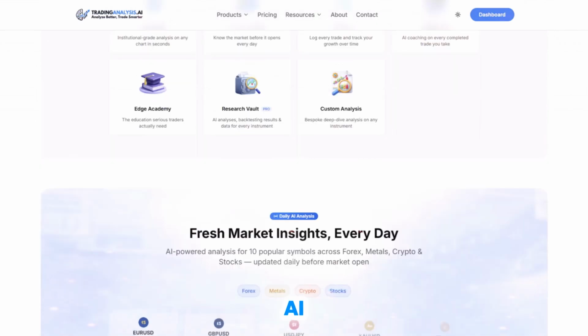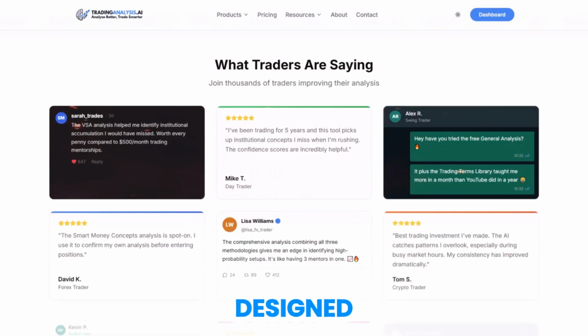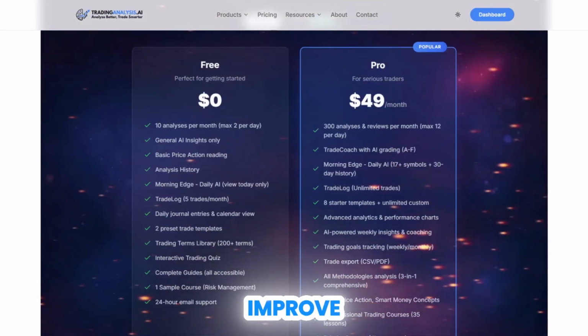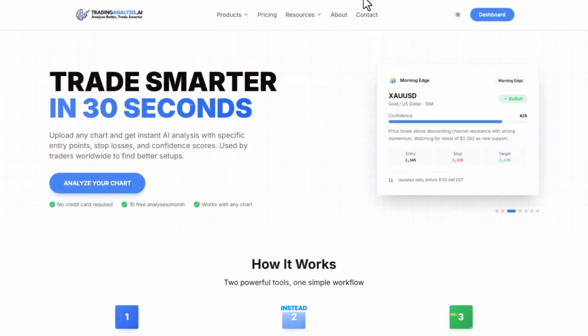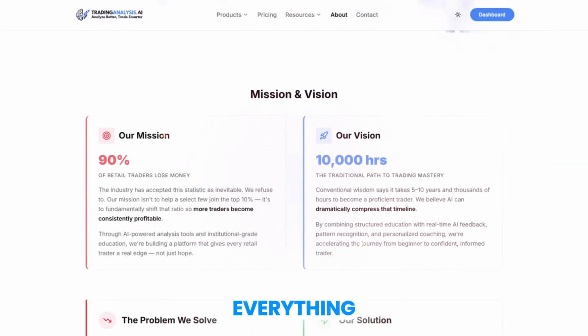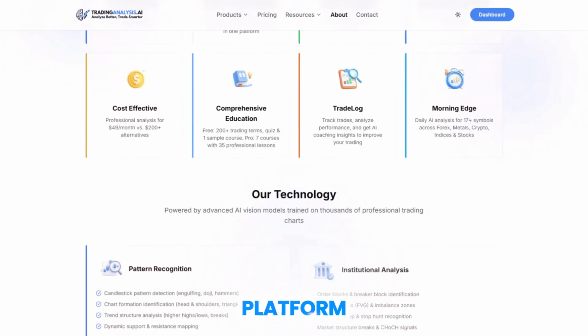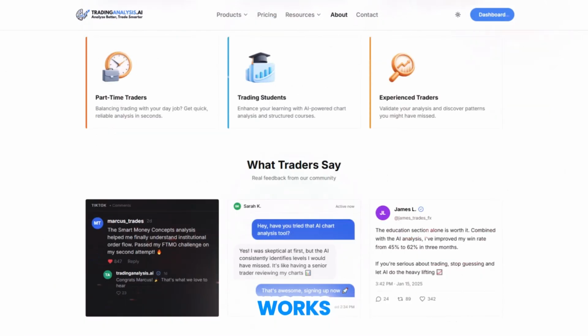TradingAnalysis.ai is an AI-powered trading ecosystem designed to simplify analysis, improve decision-making, and help traders become more consistent. Instead of using multiple tools, everything is combined into one platform. Let's walk through how it works.